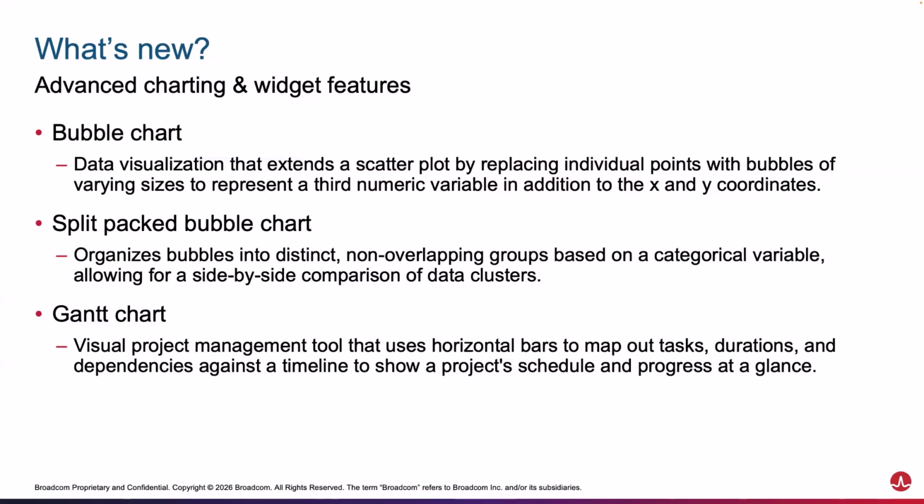First off, there are several new advanced charts that have been introduced: Bubble, Split Pack Bubble, and the Gantt. From a bubble chart perspective, obviously there's data visualization, and this goes beyond the scatter plot by replacing individual points with bubbles of varying sizes to represent a third numeric variable in addition to the XY coordinates. The split pack bubble chart organizes bubbles into distinct non-overlapping groups based on a categorical variable, allowing for side-by-side comparisons of data clusters.